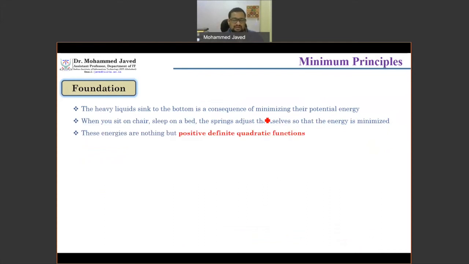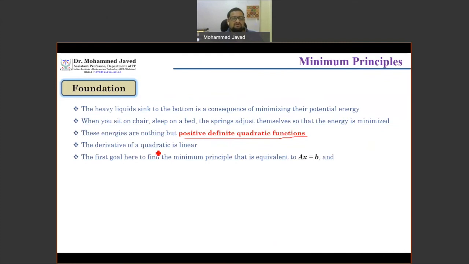When you have a bowl-shaped object and you try to put something in that, it will directly go and try to minimize its energy and be at the minimum point, that is, at the center point there. When you sit on a chair or sleep on a bed, the springs adjust themselves so that energy is minimized. These energies are nothing but positive definite quadratic functions. So we must understand what these energies are. These energies are as good as positive definite quadratic functions.